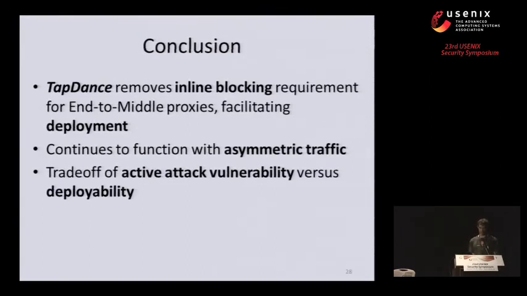So to conclude, TapDance mainly removes the inline blocking requirement from end-to-middle proxies, which eases deployment for those ISPs. It continues to function with asymmetric traffic, and this is really a trade-off between vulnerability to these active attacks, which have a complex defense, and the ability to deploy. We think that having something that can be deployed but has a nuanced threat model and defense strategy is better than having something that can never be deployed due to cost or ISP unwillingness. So with that, I'll wrap up and answer any questions. Thanks.